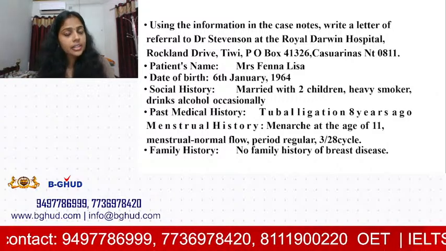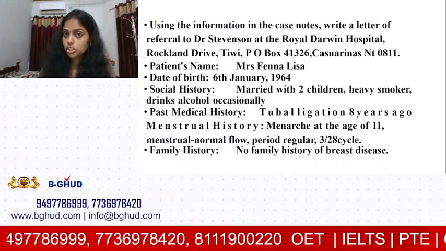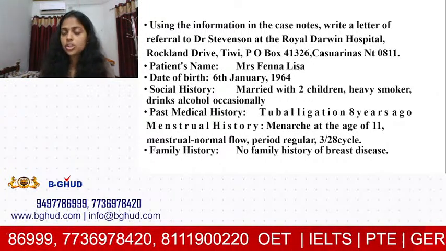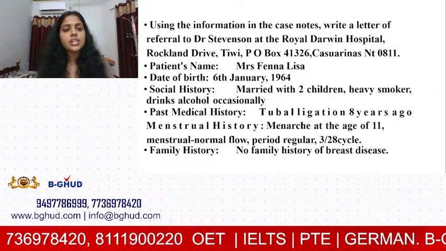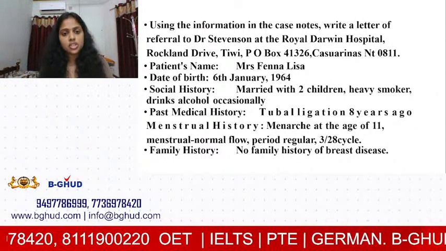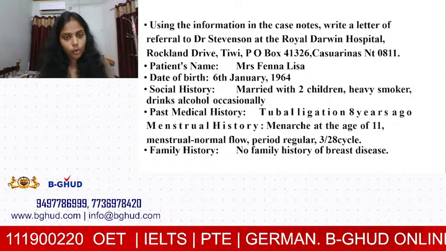Why are you writing a letter to Dr. Stevenson? And how is the patient connected? How are we connected to the patient? What is the requirement of the patient? Let's read and understand. So the name of the patient is Mrs. Penalisa. DOB is 6 January 1964.